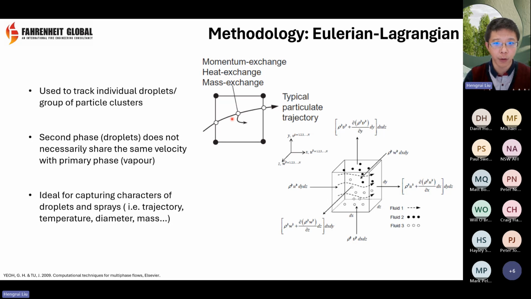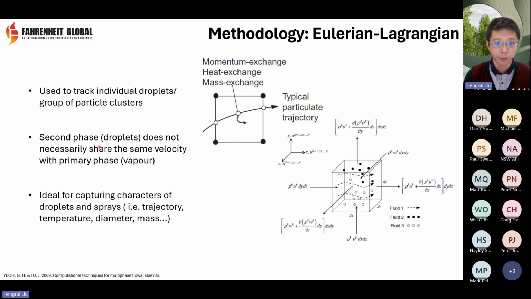The beauty of Eulerian-Lagrangian is it allows us to track each and every one of these droplets emitted from either the sprinkler system or the water mist system, and that will be of use in the later stage. As I said, it's used to track individual droplets or groups of particle clusters. So we basically combine a lot of droplets into a group of droplets. We assume they share the same property. You can just imagine it as a capsule, something like that.